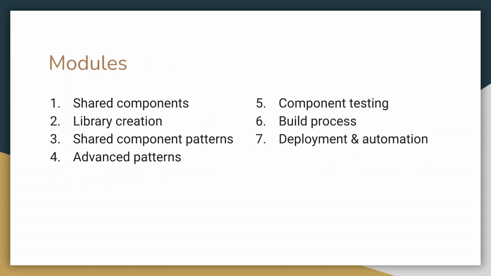In the first module, we'll answer what is often the hardest decision when starting a new component library, which is deciding which components should be shared. In Module 2, we'll learn how to create the initial scaffold of a component library with Storybook as our default development environment. In Module 3, we will learn some shared component patterns by creating a button component.